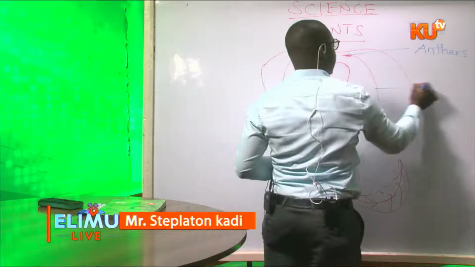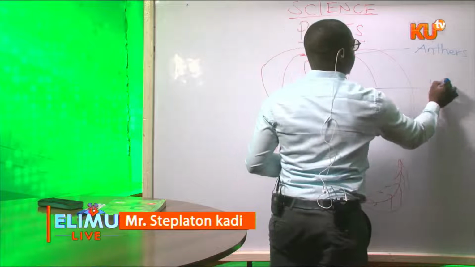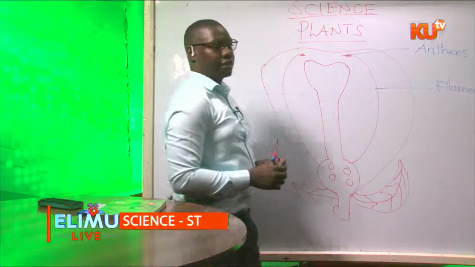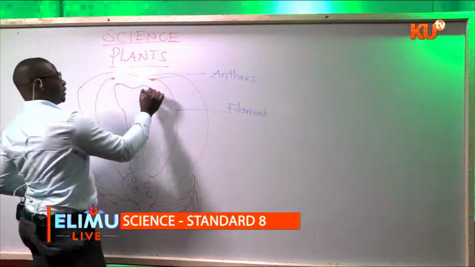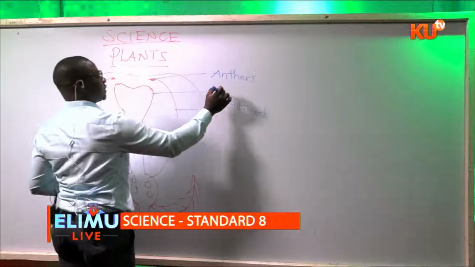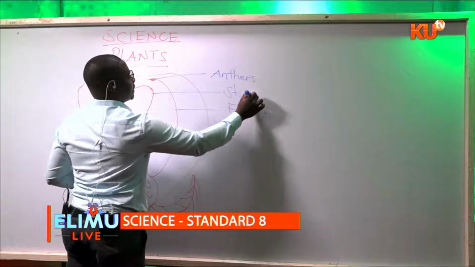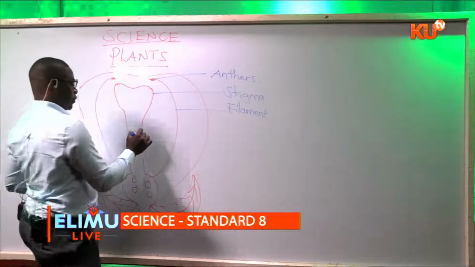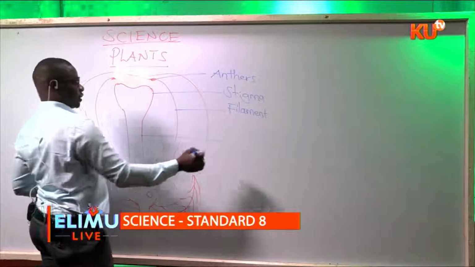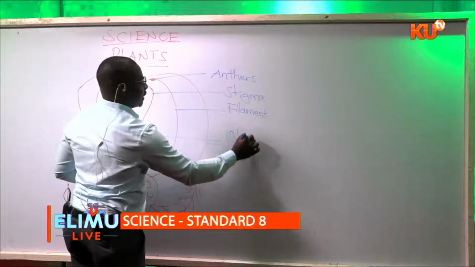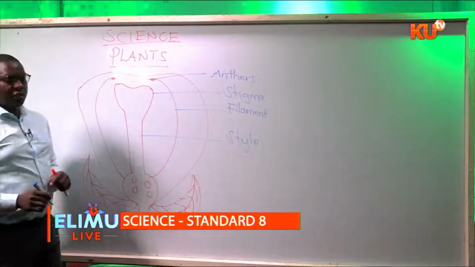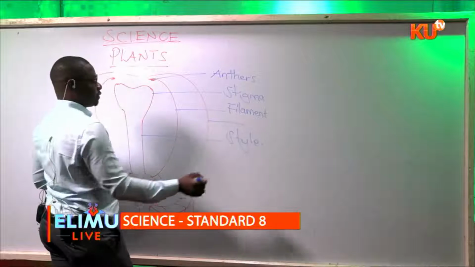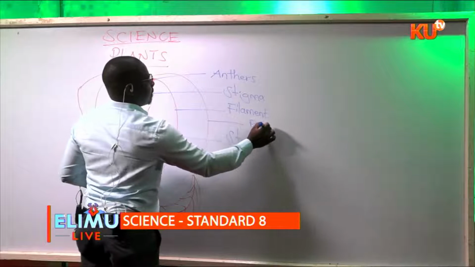So we have this second part. This one is called the filament. So we have the anthers, we have the filament. The next part is called the stigma. That is called stigma. So we come to the next part, which is called the style. That part is called the style. We come to the outer part here. The outer part is called the petal.